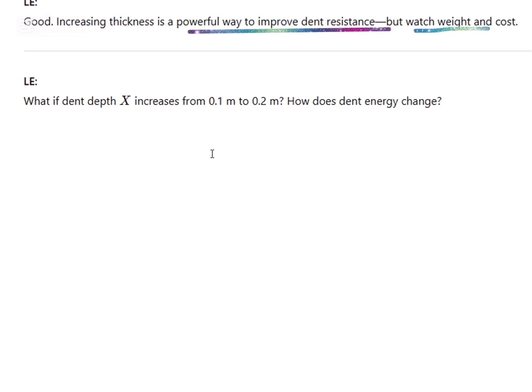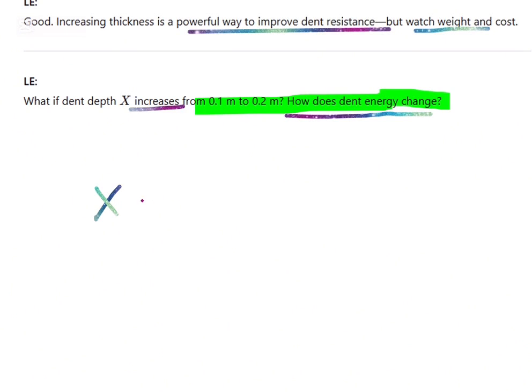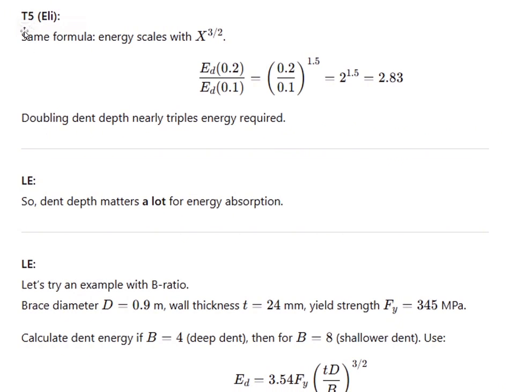What if the dent depth X increases from 0.1 meter to 0.2 meter? How does dent energy change? Same formula: energy scales with X to the power 3 by 2. So energy scales with dent depth to the power 3 by 2.